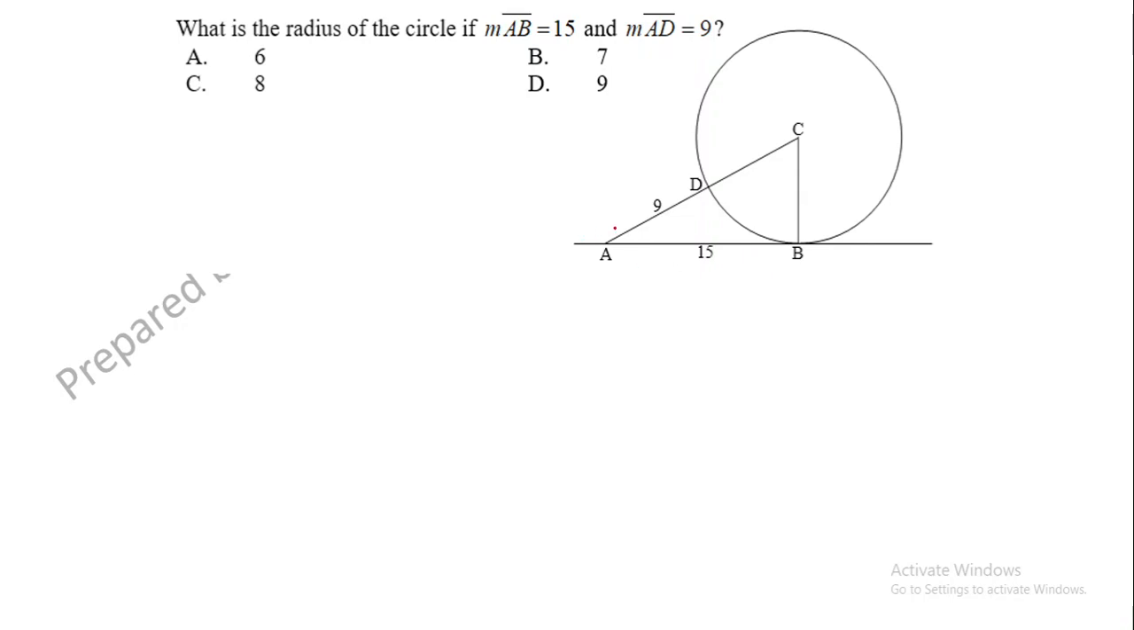So pay attention to this figure. The figure will be given to you. AD is 9, AB is 15, and C. So we know that what is the radius? This one and this one will be the radius. So let us check how we can handle this one.